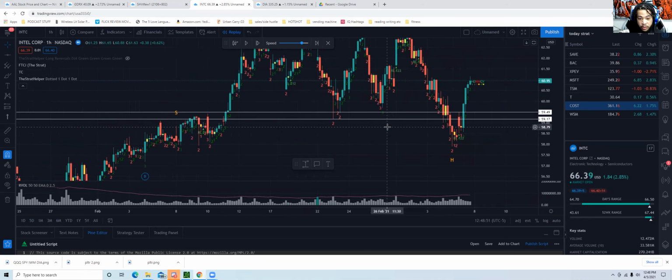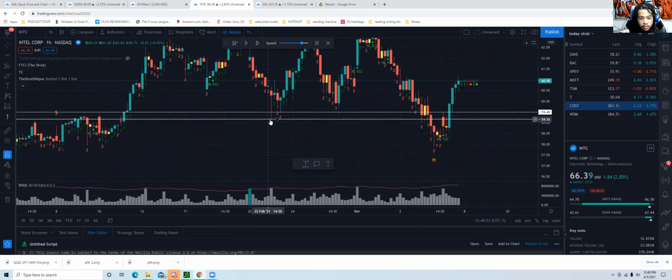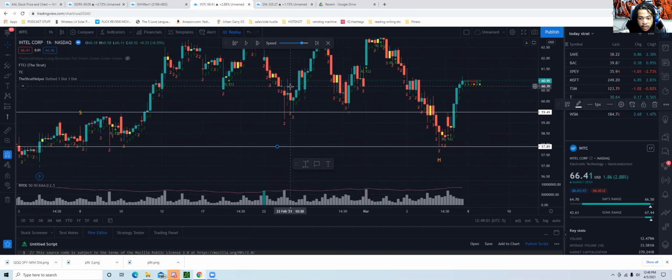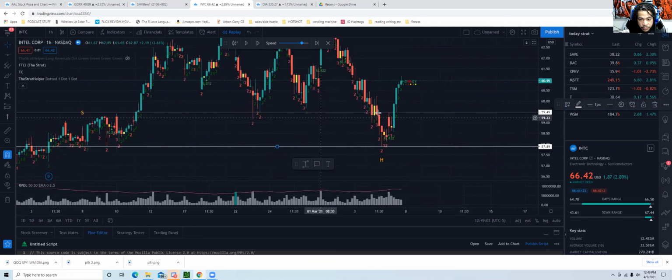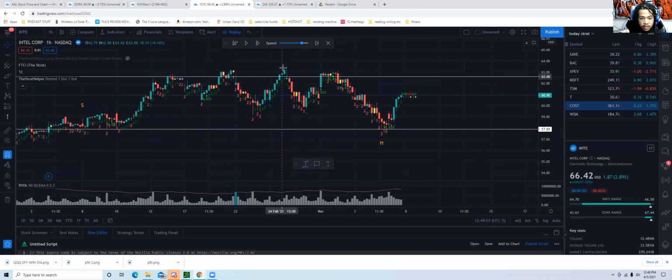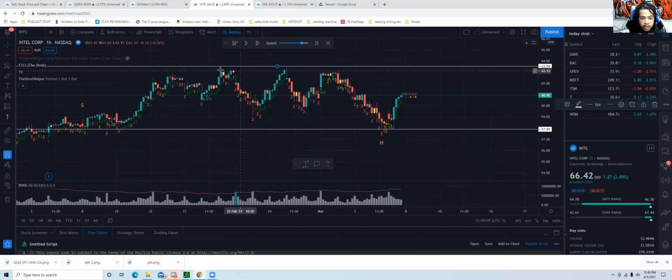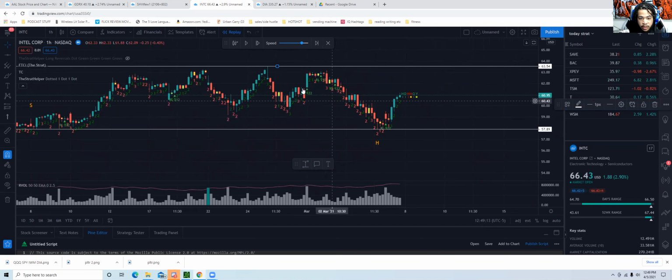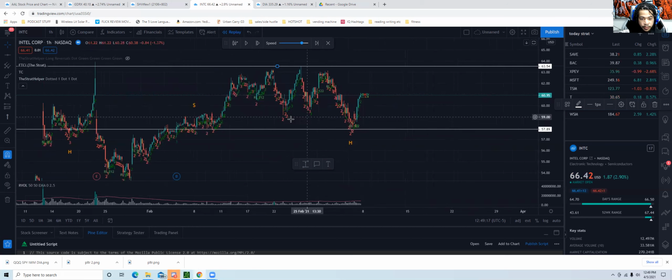All right, so let me redo that. I zoomed in too much. This low took out this previous low. It took out this one barely by a couple cents. And then this high took out this previous high. So this two, from this two down to this three, is an outside range of all of this right here.